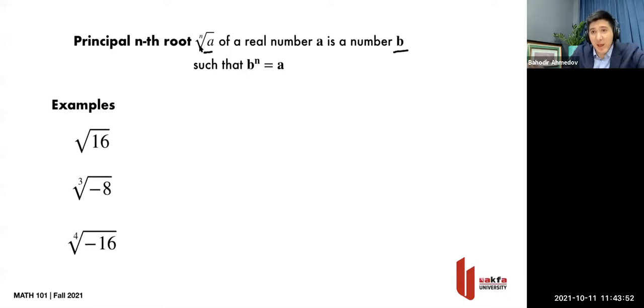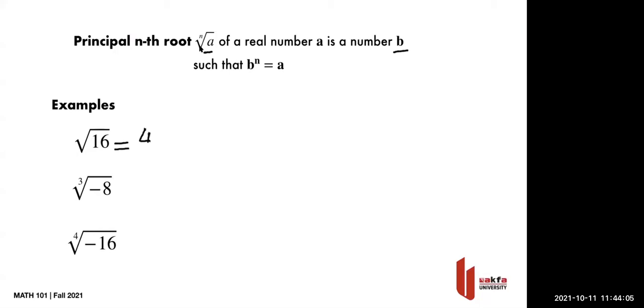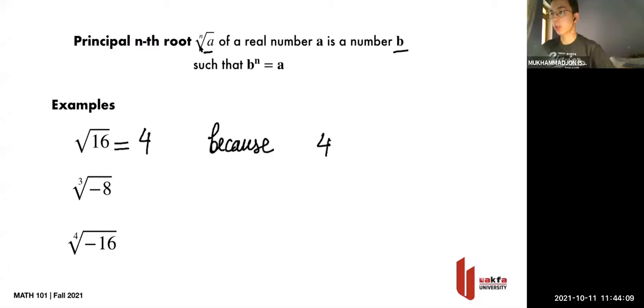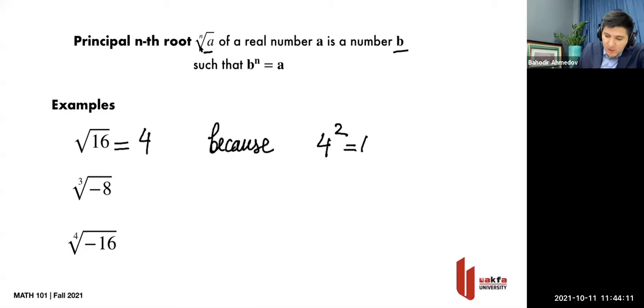The nth root of a is such a number b that b in the power of n is going to give you a. So let's do a couple of exercises. What is the square root of 16? 4. Why? Because 4 to the power of 2 is equal to 16.